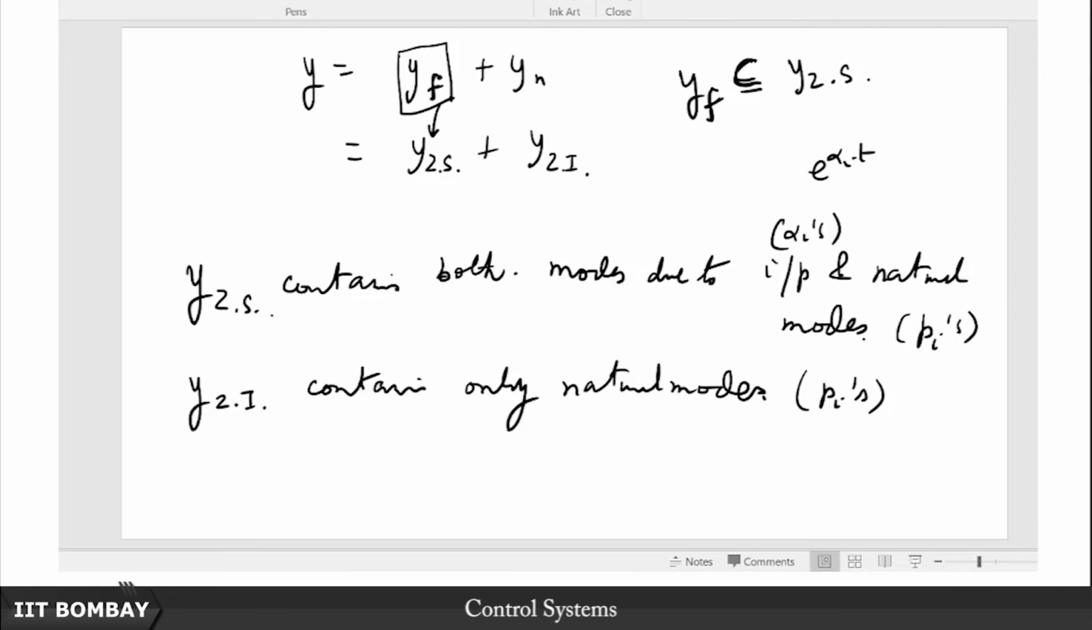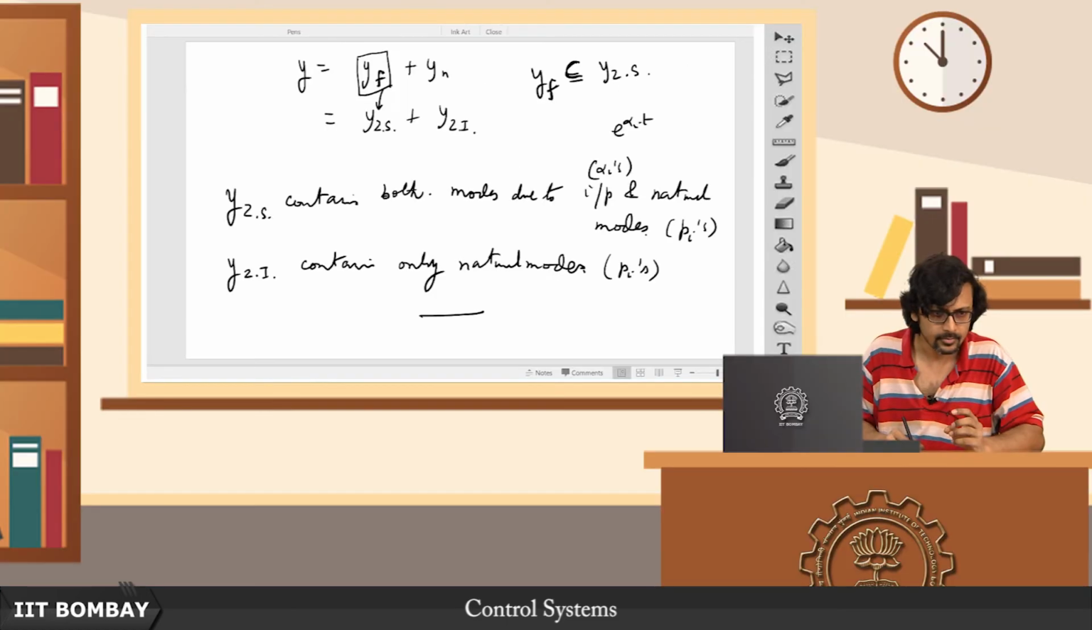So some part of Y natural is manifest within the YZS, that is the zero state, and some part of Y natural is also manifest within YZI, okay. But the YF, the forced response part, is only exclusive to the YZS, okay. So hopefully this is clear. It is a subtle point, but often we miss this, okay. So I hope that this is clear.